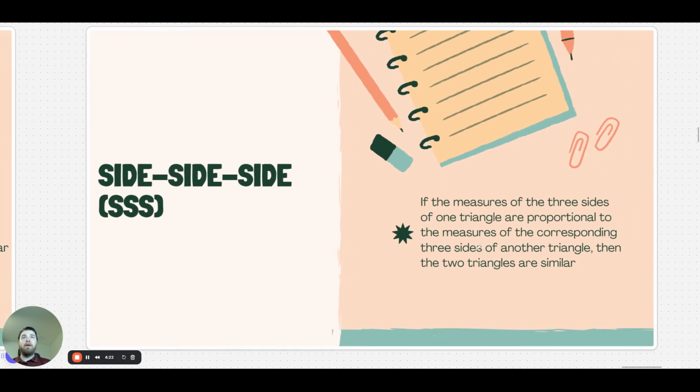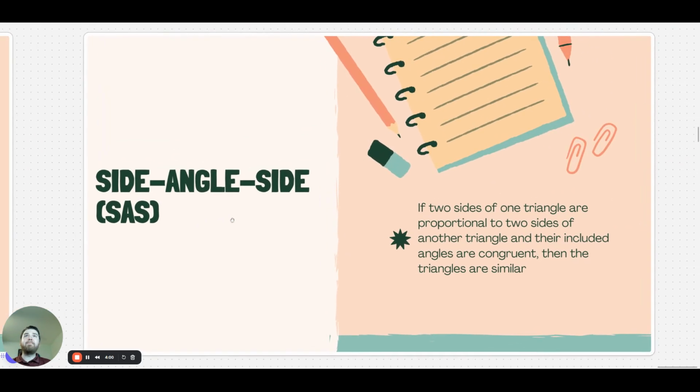Side, side, side is basically saying if the measures are proportional. So if I set up a proportion and I say 1 over 1, 2 over 2, and then 3 over 3, if I set those up and those sides are all proportional to each other, then that is enough to show that those are similar triangles. If you need a review on proportions, I have a video on my channel. Please look back at that.